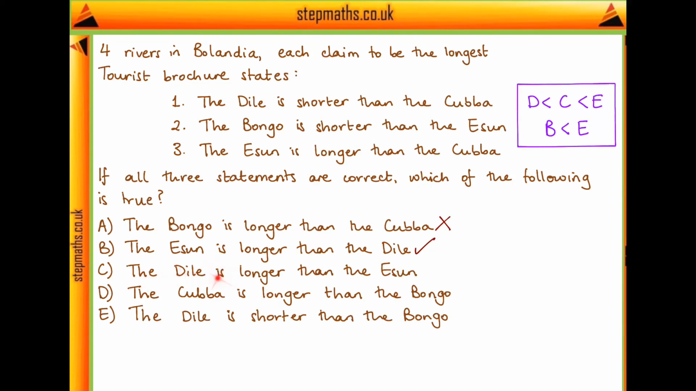So C says the Daal is longer than the Isen. Well, that's of course not true because that will contradict these inequalities here. So we know for a fact that C is wrong. And then for D and E, we're once again comparing the Kuba and the Daal to the length of the Bongo. And as we said before, we can't make any comparisons there because we haven't been told enough information about it. So the only one which must be true is option B.